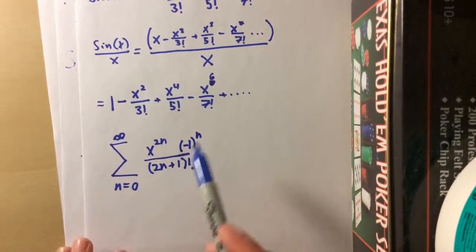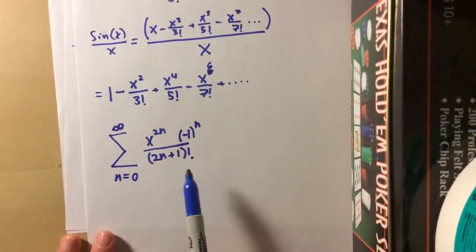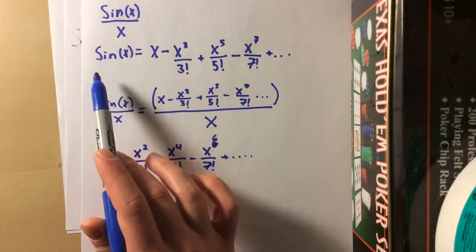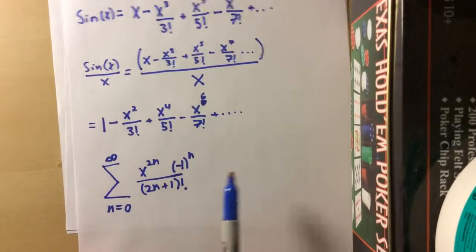But basically, that's how you rewrite sine of x over x as a series. And just remember, you're looking for the polynomial of part of this function, and then you're just going to change that a bit to get this.